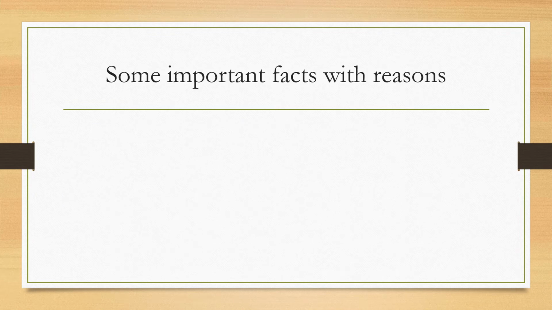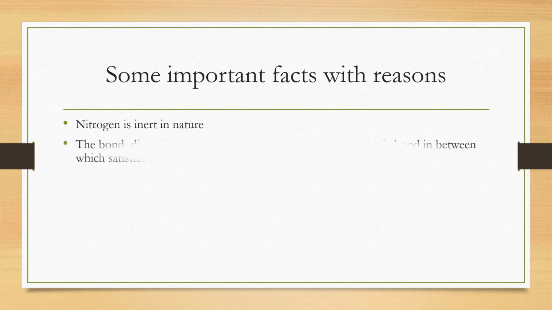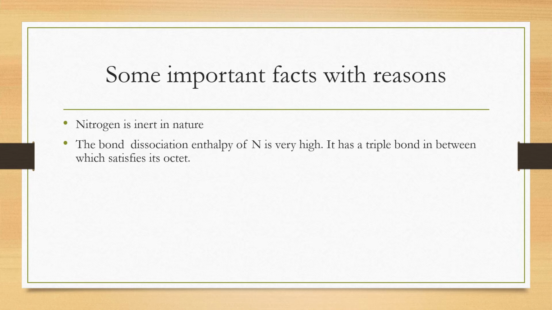Some important facts with reasons. Nitrogen is inert in nature. Nitrogen is a gas which is almost inert in nature. Why does it happen? That is because of the triple bond that is formed between the N2 molecules. Here, you find that the bond dissociation enthalpy of nitrogen is very high. So, to break the bonds, we have to supply a lot of energy, and so it remains inert.